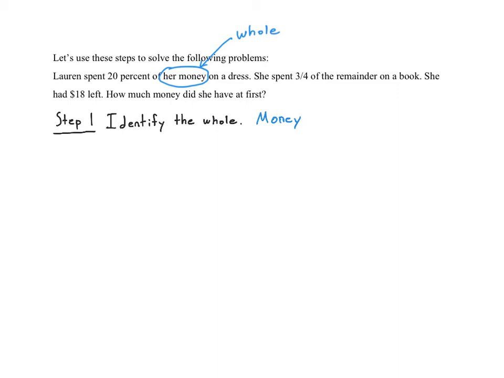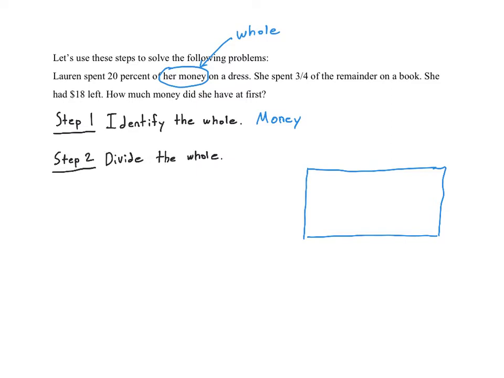So let's draw a bar to represent that. So here is our Singapore Bar. Okay, now step 2, now that we have that bar, we want to decide how do we divide it up. Okay, so in this case, we're given 2 numbers in the problem. One is 20% and the other is 3/4, and it's 3/4 of the remainder. So first there's 20% of the whole. So let's start there. Let's think about the 20%.